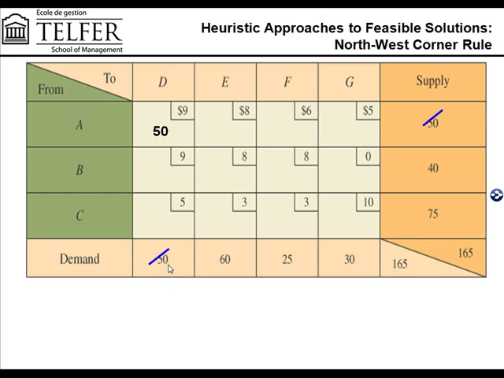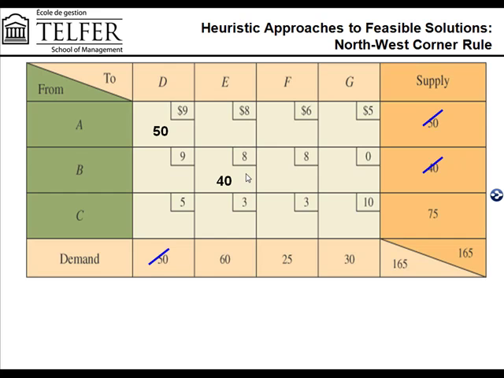However, D does not require any more units. All of its requirements have been satisfied from A in our previous step. So this cell we do not have to worry about. B to D we do not have to worry about. Move on to the next cell, which is from B to E. Again, read the information that's available to you. E requires 60 units. B can supply 40 units. So even though we're not going to be able to satisfy all of the demand for E, B can certainly supply 40 out of the 60 units that are required. So let's do that.